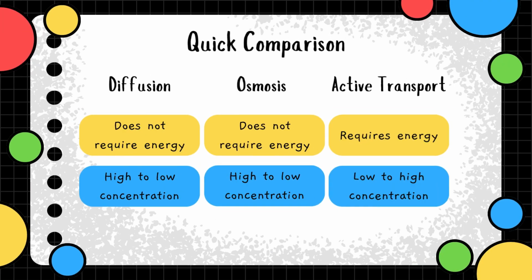Now let's dive into the comparison of all three categories. First, on the basis of energy requirements. Since diffusion and osmosis are passive mechanisms, they don't require energy and particles move from high concentration to low on their own. But active transport requires energy because it is against the concentration gradient. That is, particles move from low concentration to the high.